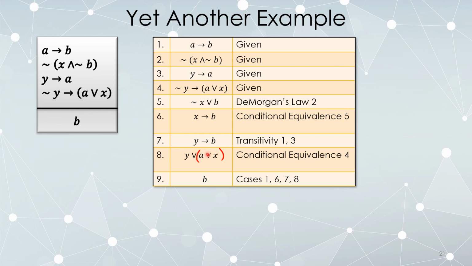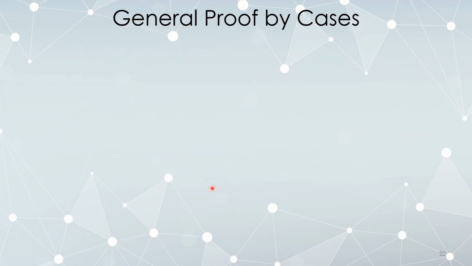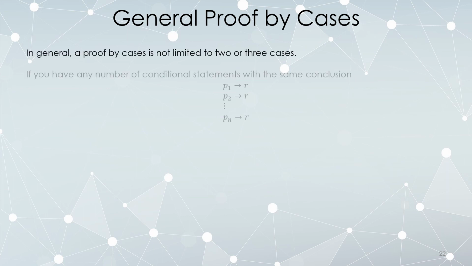They're both disjunctions. So then I can combine A implies B, X implies B, Y implies B. Also, one of those three things has to be true. Therefore, B is true. So here's a proof that involves three cases. In general, proof by cases can be extended a whole bunch. So it's not limited to either 2 or 3 cases.